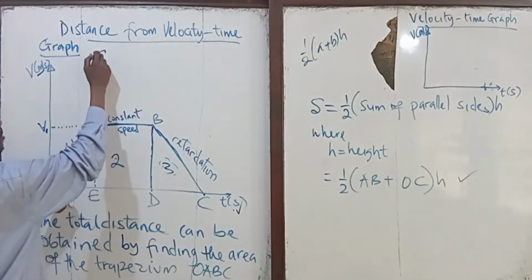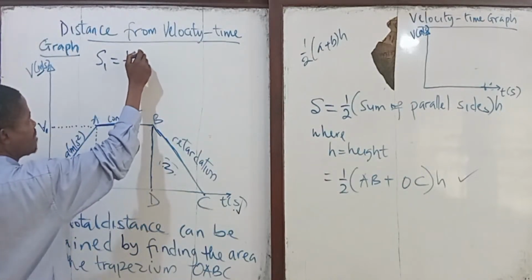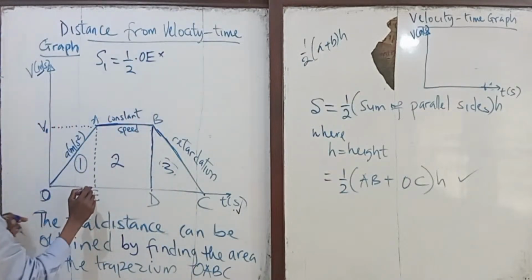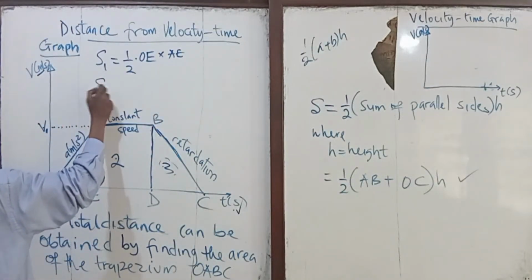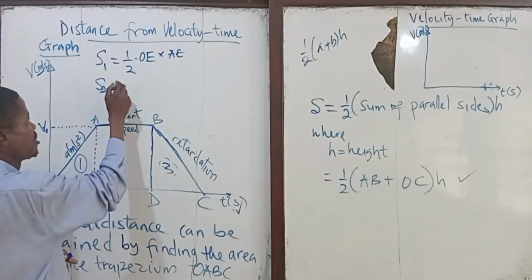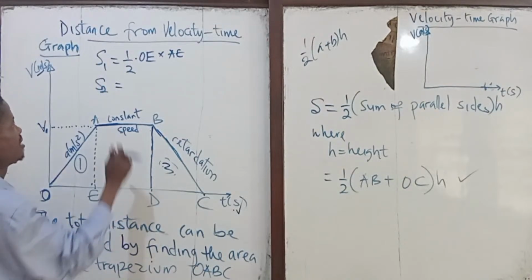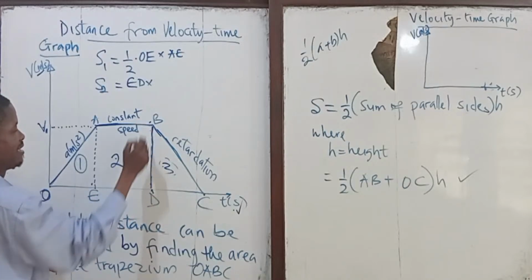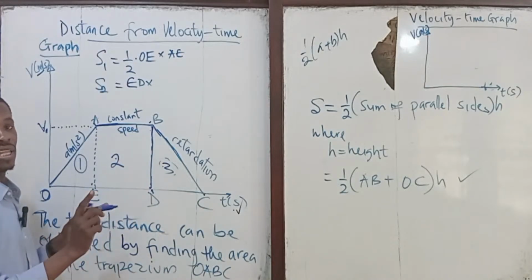So let's get the area of shape 1. That'll be half times the base OE, times the height, which is AE. The distance for shape 2, which is a rectangle, will be length times width. That will be ED times either BD or AE, because AE and BD are parallel to each other.